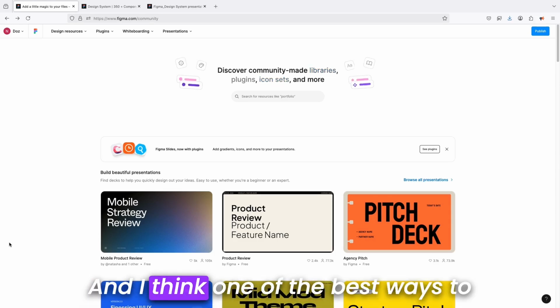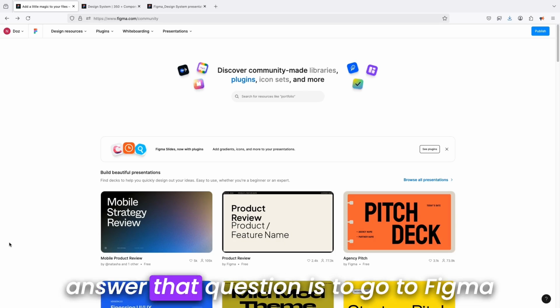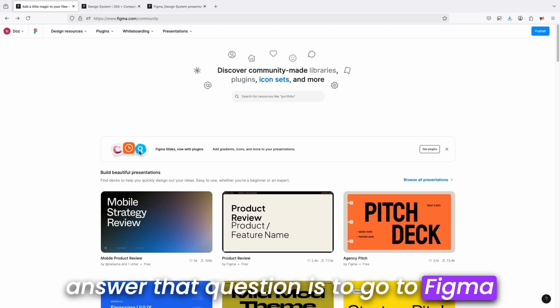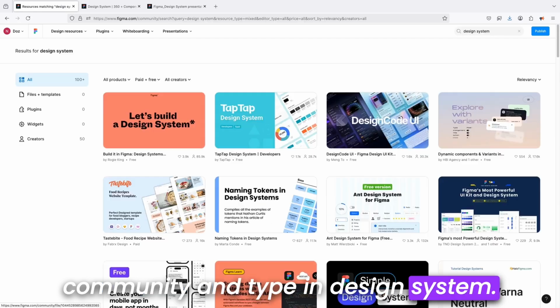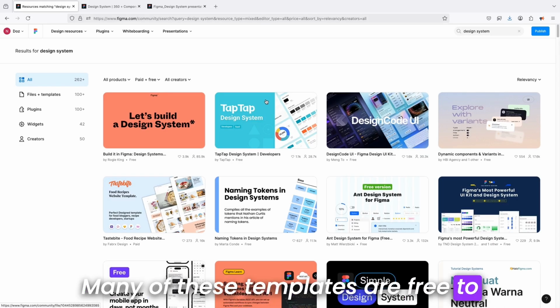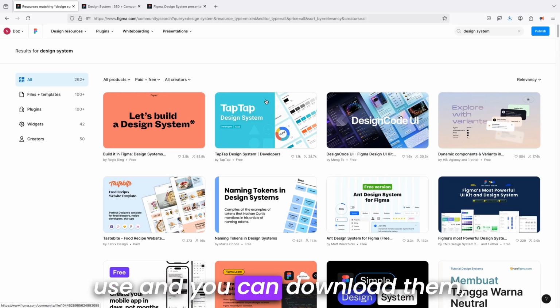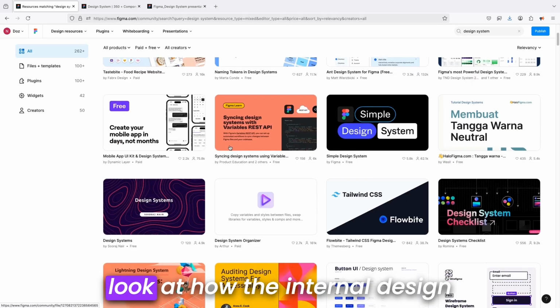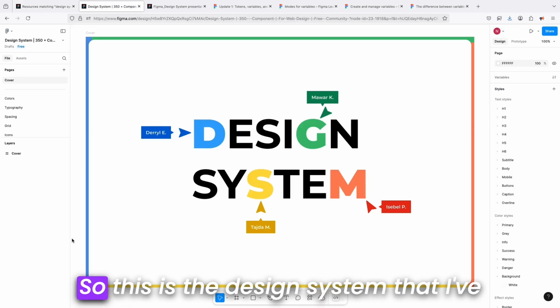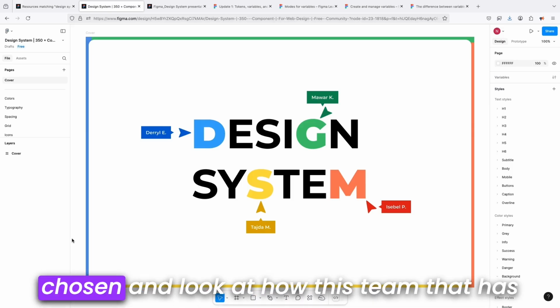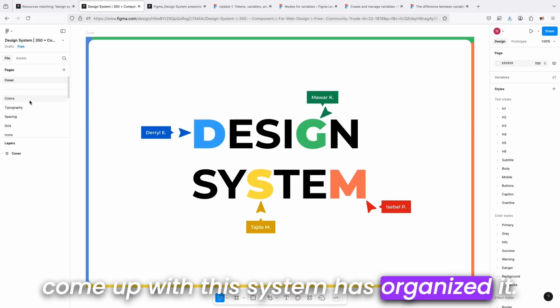And I think one of the best ways to answer that question is to go to Figma community and type in design system. Many of these templates are free to use and you can download them, look at how the internal design system has been constructed. So this is the design system that I've chosen, and look at how this team that has come up with this system has organized it.